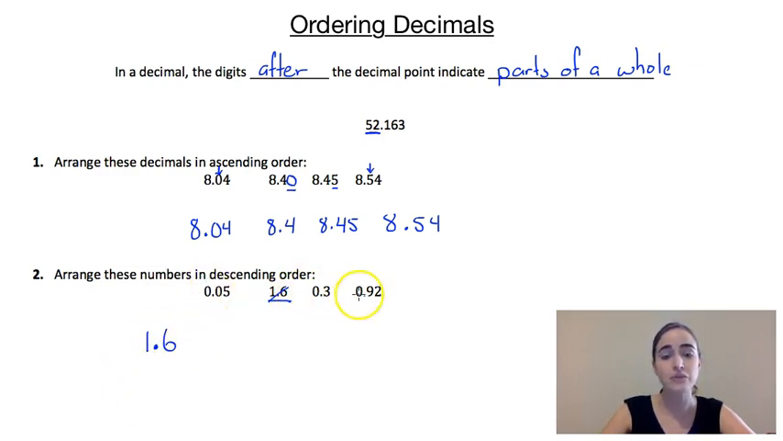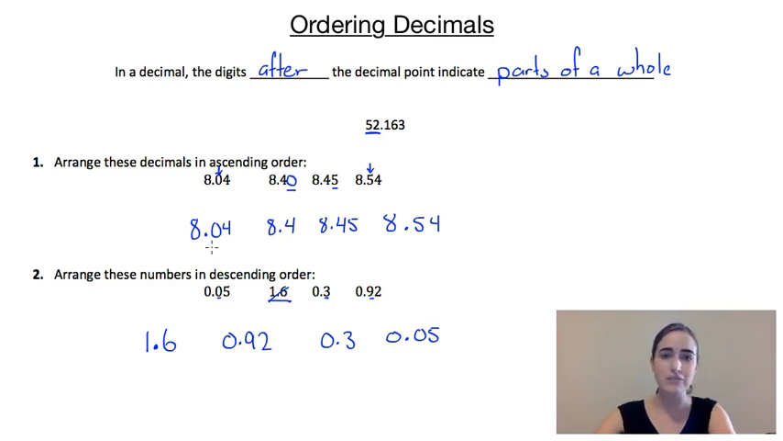Then for all these ones that started with 0, we're going to have a look at the first number after the decimal point. In this one we've got a 0, here we've got a 3, and here we've got a 9. So the biggest one out of those would be this 0.92. Then the next one would be our 0.3, and then our 0.05. So that's in descending order this time. So, have a look systematically at each number to compare them, and move on to the next decimal place if you need to compare more accurately.